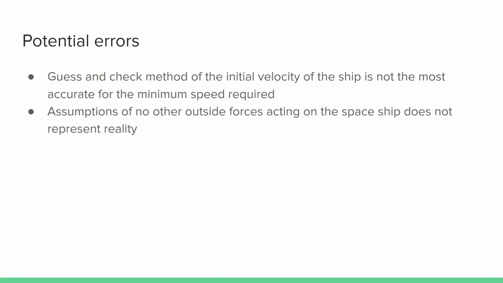Some potential errors include that the guess and check method of the initial velocity of the ship is not the most accurate for the minimum speed required not to get sucked into the black hole, and the assumption of no other outside forces acting on the spaceship does not represent reality.